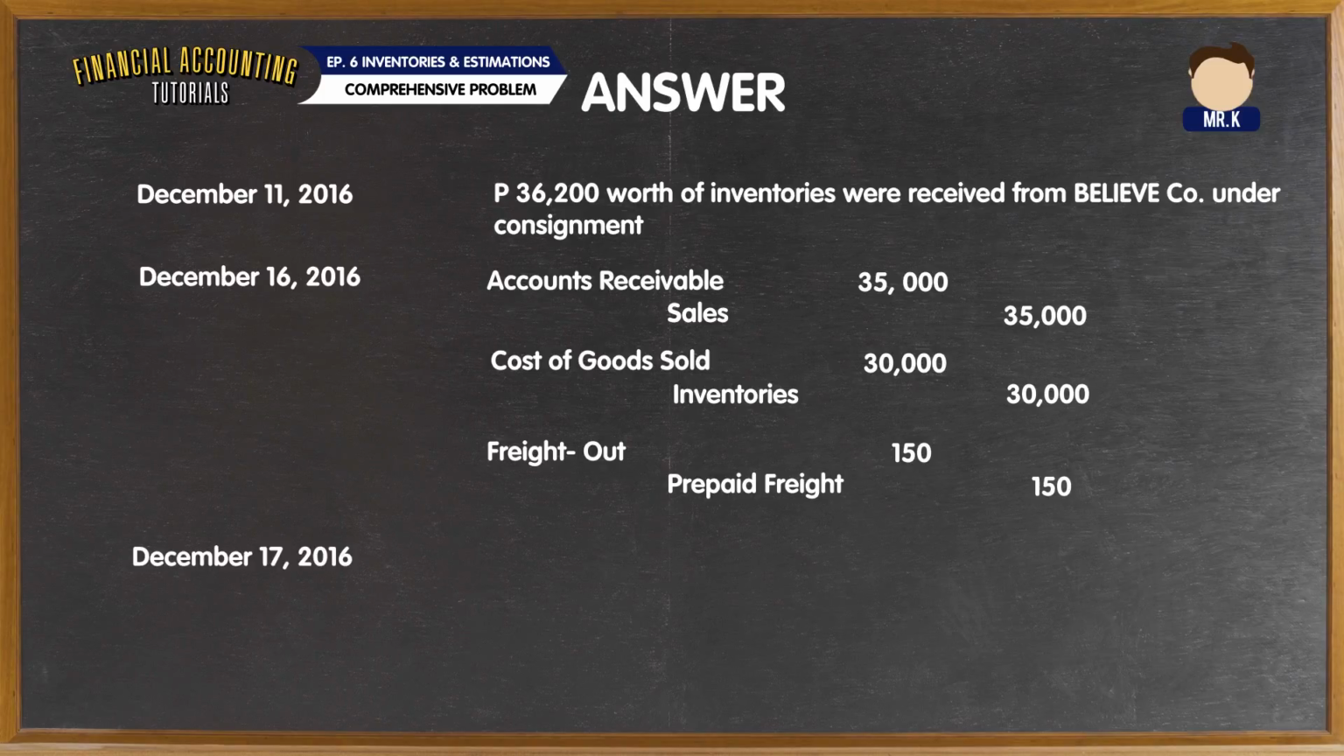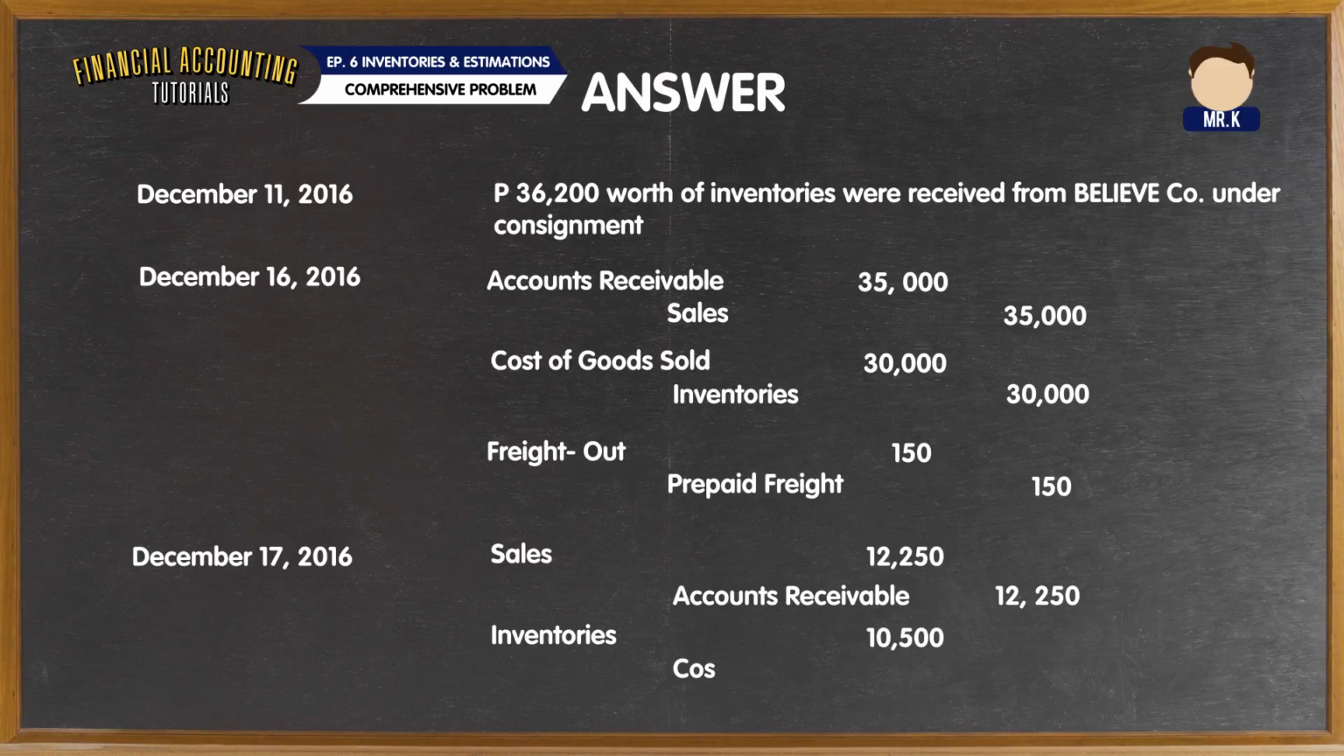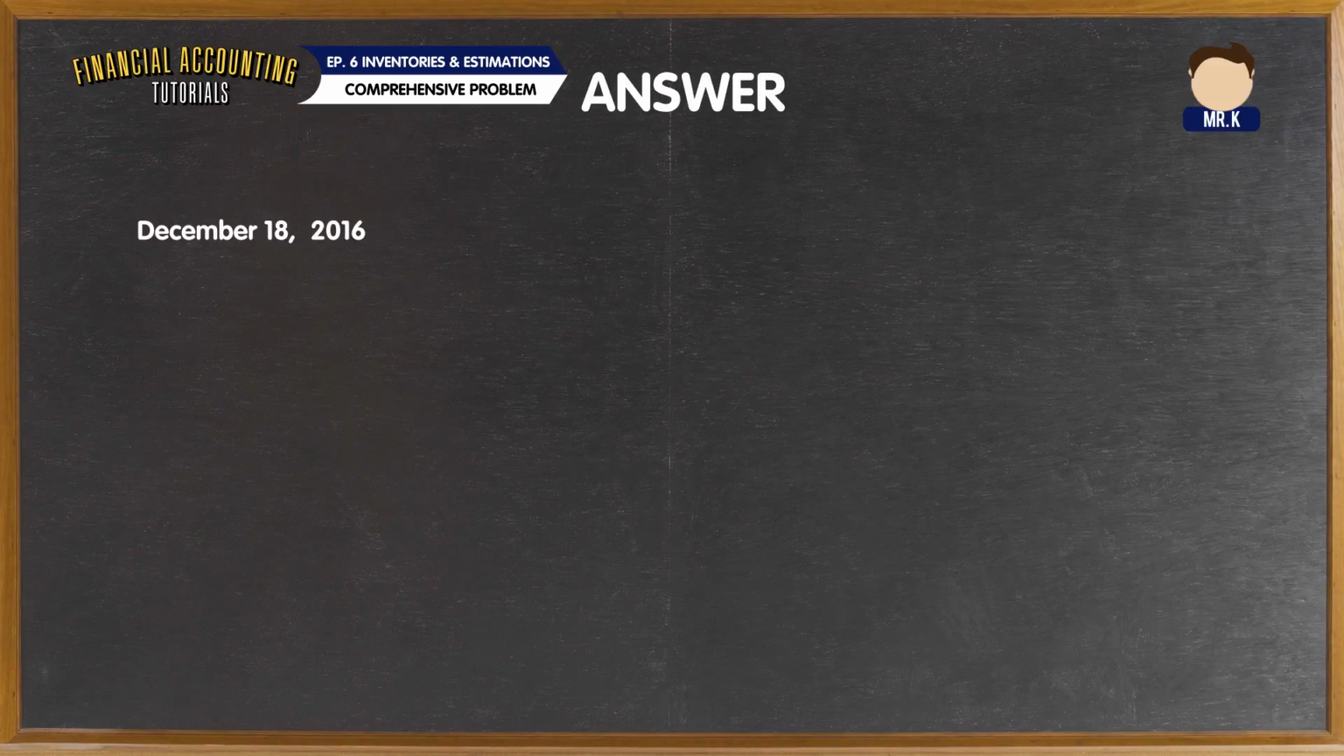On December 17, 2016, sales is debited at an amount of 12,250 pesos and we credit accounts receivable of 12,250 pesos. We also debit inventories and credit cost of goods sold at an amount of 10,500 pesos. On December 18, 2016, we debit freight prepaid and credit cash of 150 pesos.